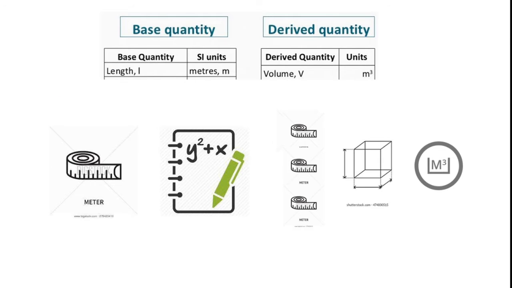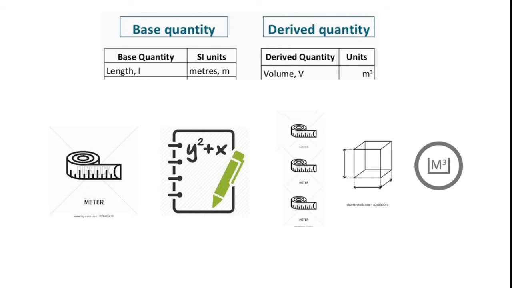So, physical quantities can be classified into two types. The first one is base quantity and the second one is derived quantity. For example, if I consider length, the base quantity is length. Here, length can be measured in meters, and it is known as a base quantity.